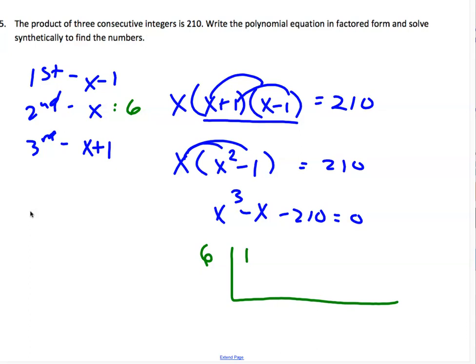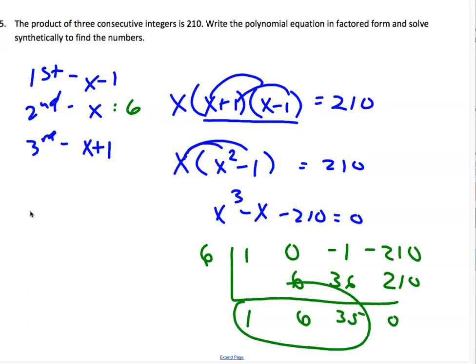So we got 1. There's no x squared term. -1, -210. If you're verifying it correctly, you're going to end up with 0 at the end. 6 times 35 is 210. You get 0 at the end. It works. I'm not worried about these other 2 answers you get from x squared plus 6x plus 35. I just want you to verify 6 works, and that's my x. Therefore, x plus 1 is 7, and x minus 1 is 5. You got 5, 6, 7. Got to show your work. Trial and error is not going to be rewarded on the test.